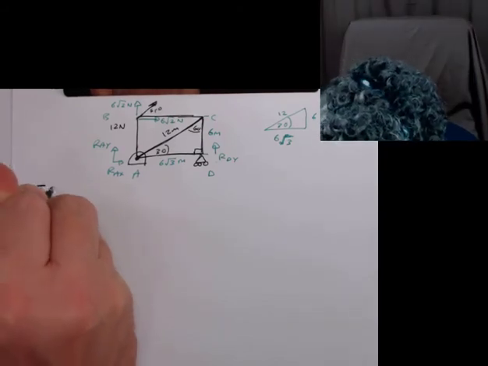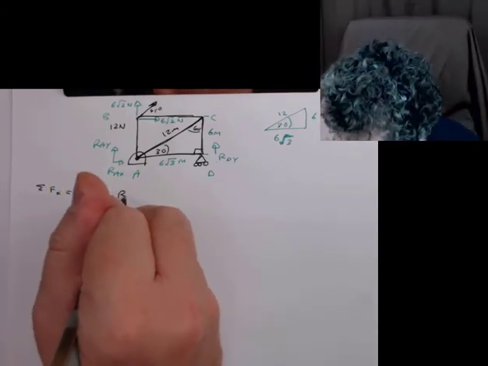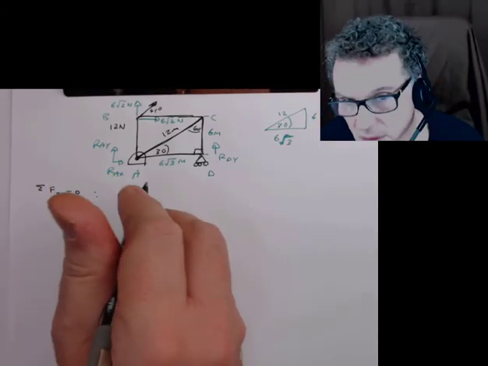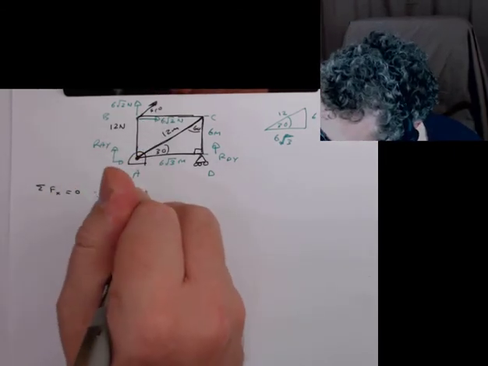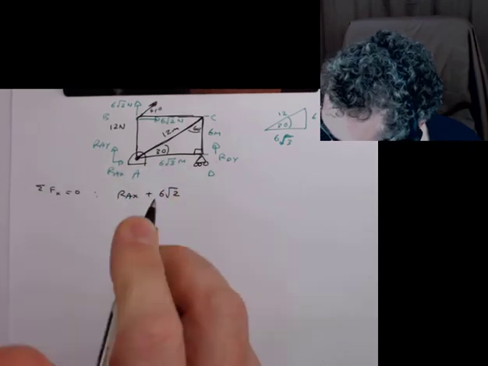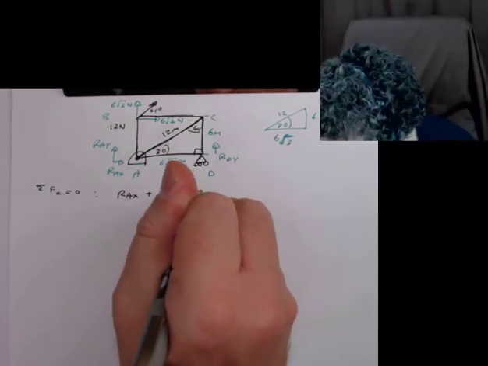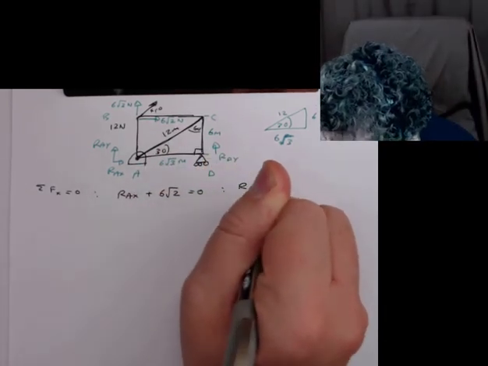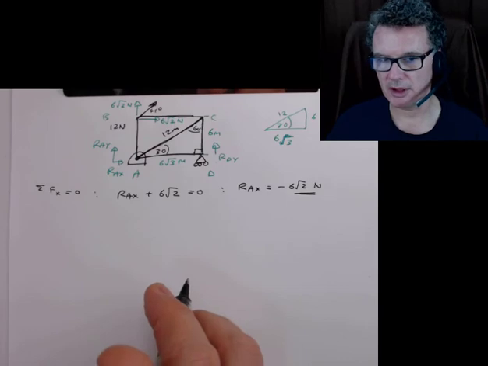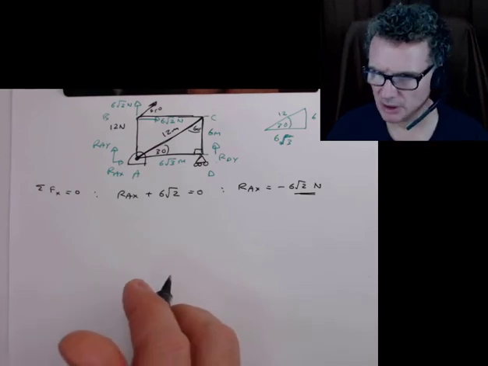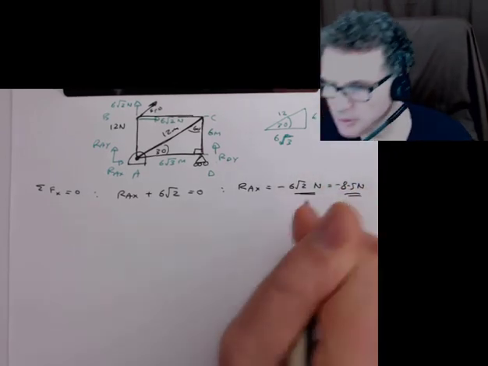So we've got forces added up in the x direction. I've got an RAX going in the x direction, and I've got this force, which I've already split up, so plus 6 root 2 in the x direction. What else have I got going in the x direction? I can't see anything, so it equals 0. Therefore RAX equals minus 6 root 2 newtons, which is probably about minus 8.5 newtons or thereabouts.